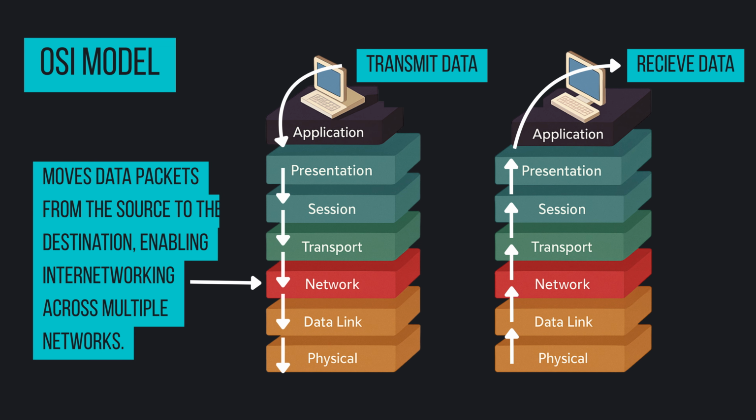Layer 3, the network layer, is all about routing. This is where IP addresses live and where routers make their decisions. It's like the postal system figuring out the best route from New York to Tokyo, which carrier to use, which paths to take through different countries.